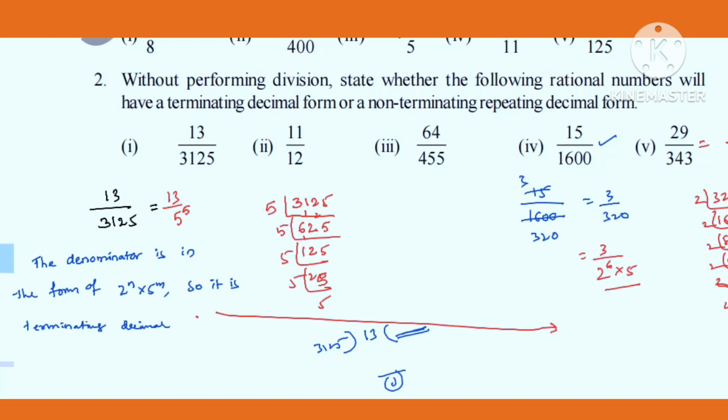7 4s are 28, 7 9s are 63, 7 7s are 49. So we got 7 cube. So here what should we write? The denominator is not in the form of 2 power n into 5 power m. So it is a non-terminating recurring decimal. That is what you have to conclude. Every problem you have to do in this way.